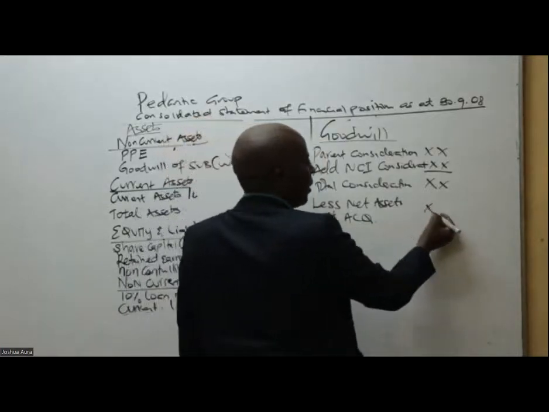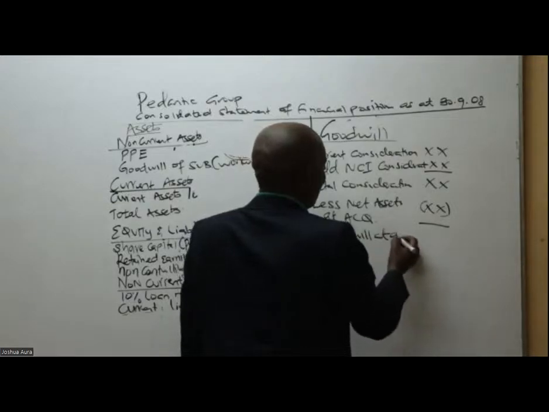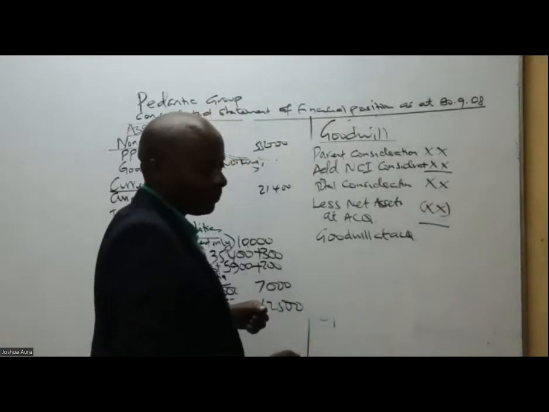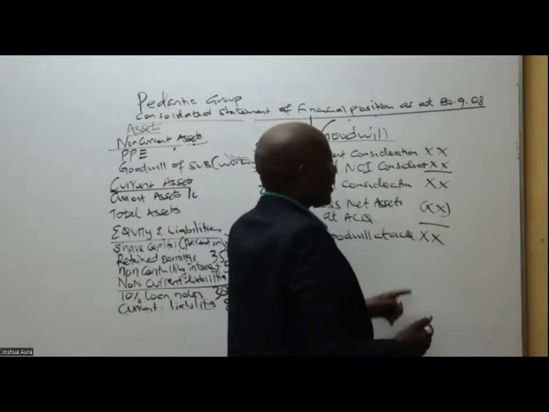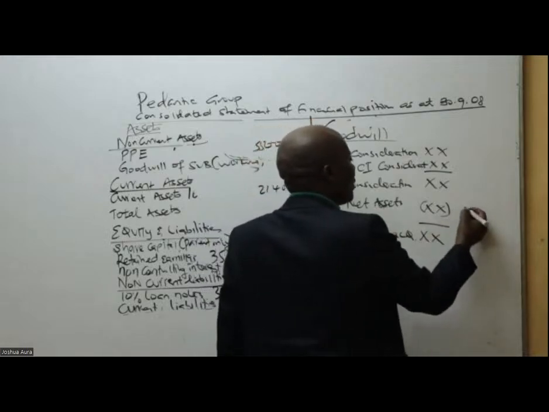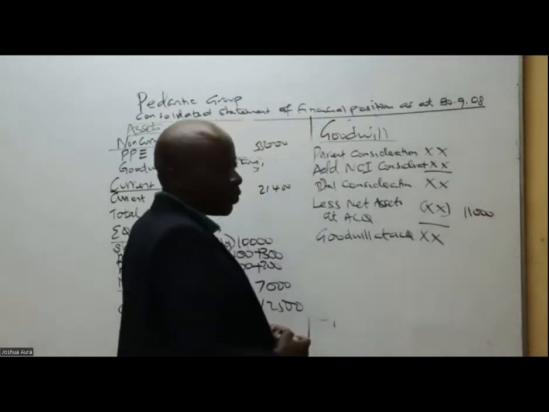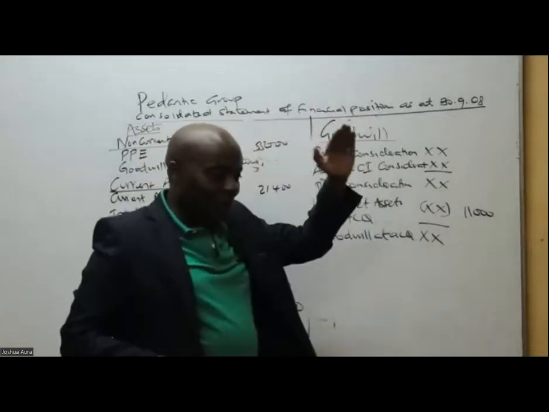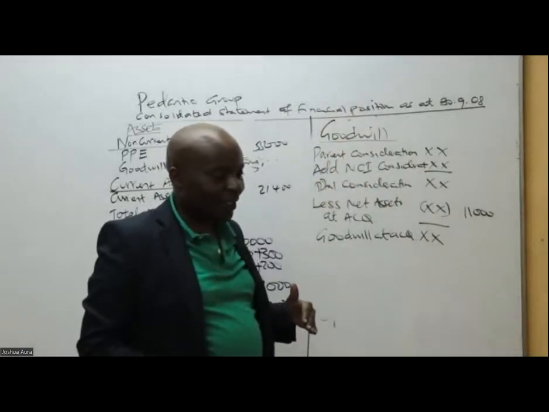And whatever you shall get here will be called goodwill at acquisition. Net assets at acquisition, I can remember 11,000. Are we able to remember these net assets? The table we drew for net assets at acquisition. Are you able to remember the 11,000 at acquisition?